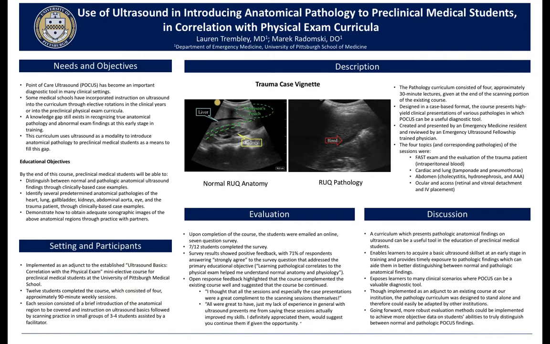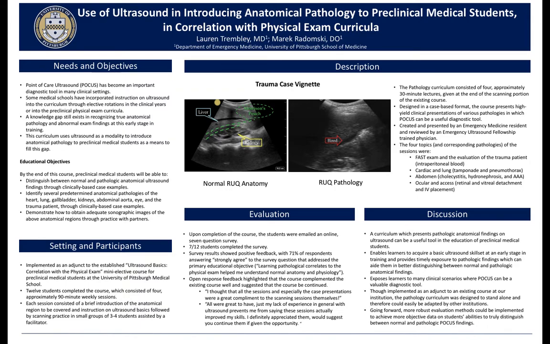Therefore, this curriculum attempts to fill this knowledge gap by using ultrasound as a modality to introduce anatomical pathology to preclinical students. The three main course objectives are that preclinical medical students will be able to distinguish between normal and pathologic anatomical ultrasound findings through clinically based case examples, to identify several predetermined anatomic pathologies of the anatomical regions covered, and to demonstrate how to obtain adequate sonographic images of the selective anatomical regions through scanning practice with partners.